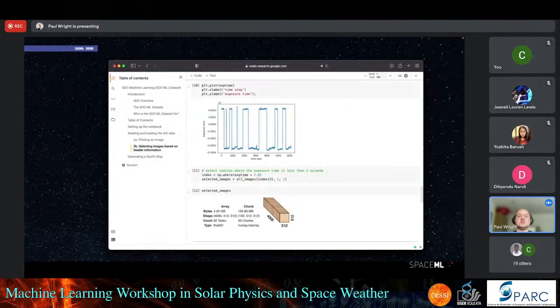And we may even want to subsample our Dask array using exposure time. So we use indexes where the exposure time is less than 2 seconds, and then we just select those images. Now the selected images is 4.2 gigabytes versus the original 6, and 4,000 entries versus the original 6,000.